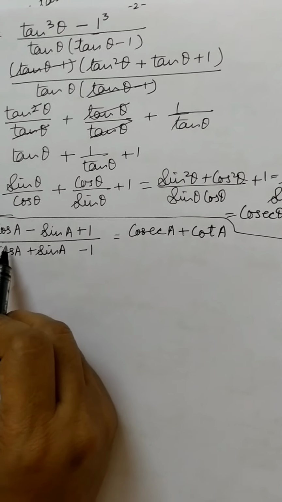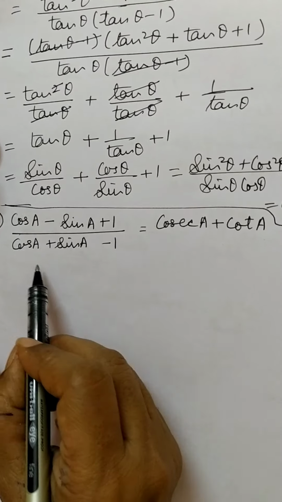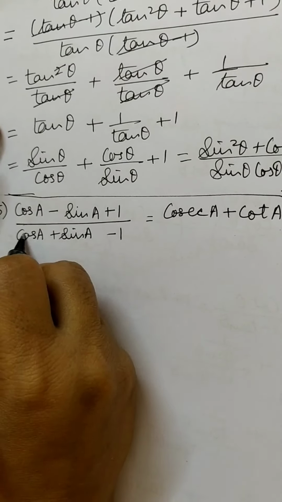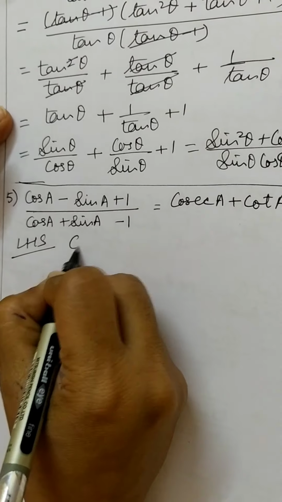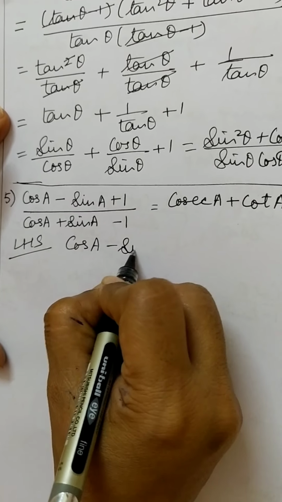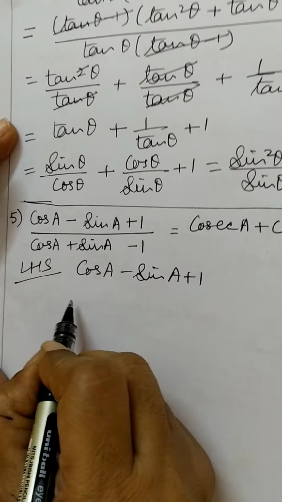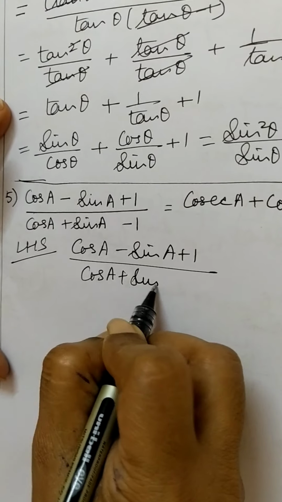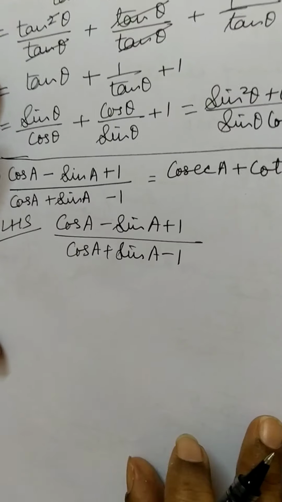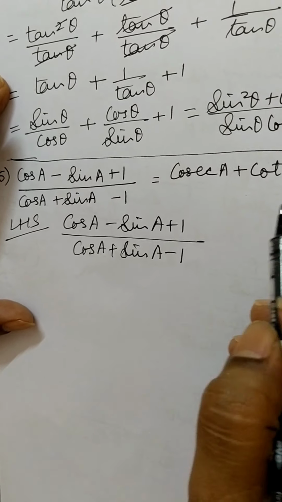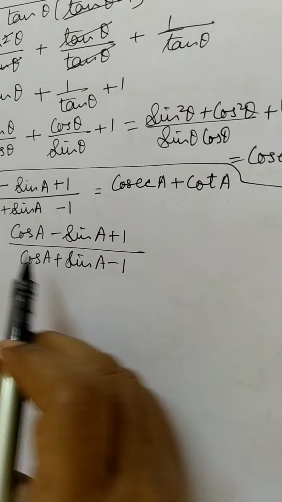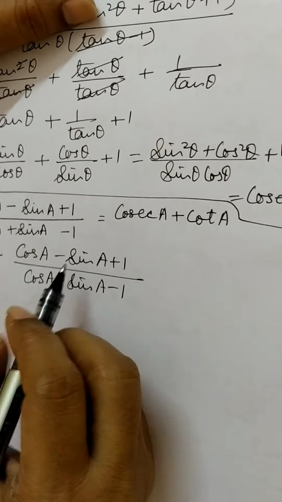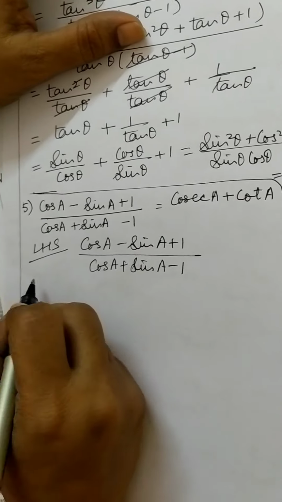Fifth part, you have to prove that cos A minus sin A plus 1 upon cos A plus sin A minus 1 is equal to cosec A plus cot A. Let us start with LHS. Cos A minus sin A plus 1 upon cos A plus sin A minus 1. Since we have to obtain cosec A plus cot A on the right hand side, to get this expression in terms of cosec A and cot A, we can divide both numerator and denominator by sin A.